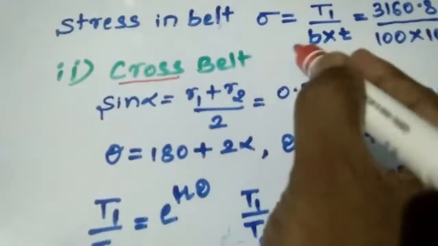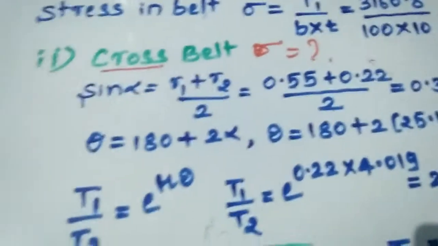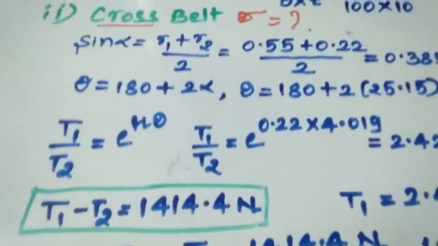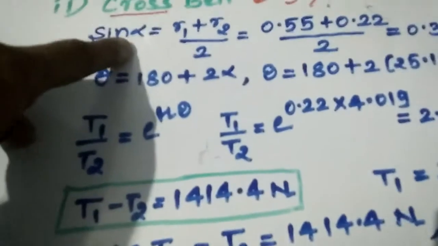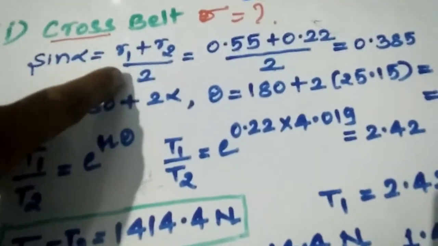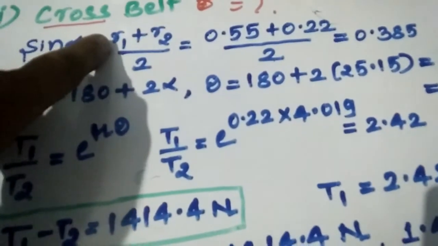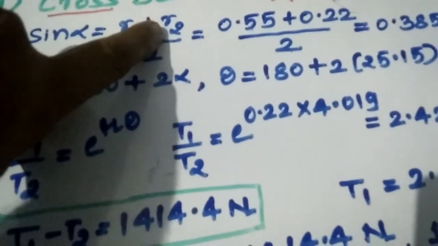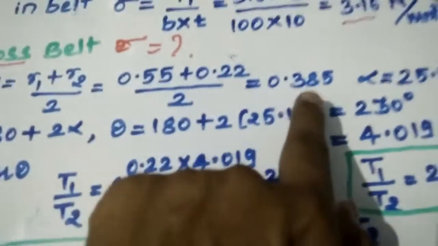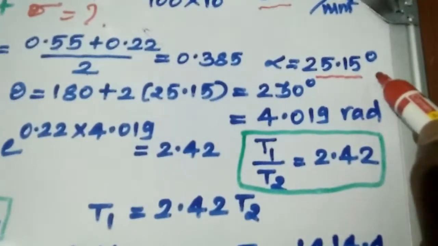Then I will go for the cross belt. In the cross belt also you have to find the stress, applying the same concept. First you have to determine sin alpha. For the cross belt, the formula is sin alpha equals R1 plus R2 divided by the center distance, where R1 is the radius of the larger pulley and R2 is the radius of the smaller pulley. Then you will get alpha as 25.15 degrees.